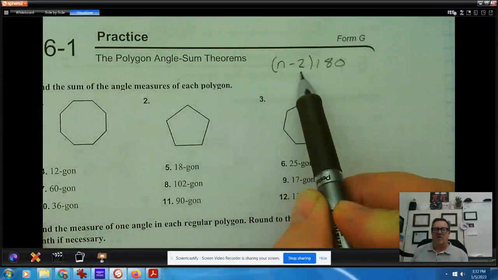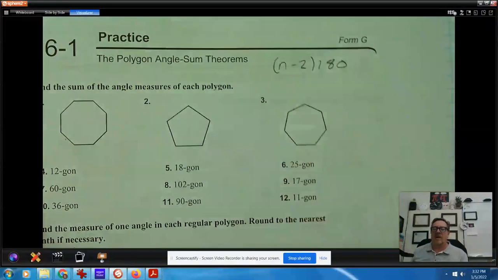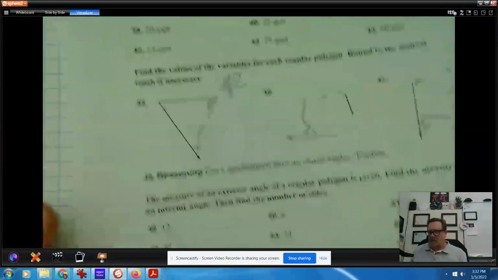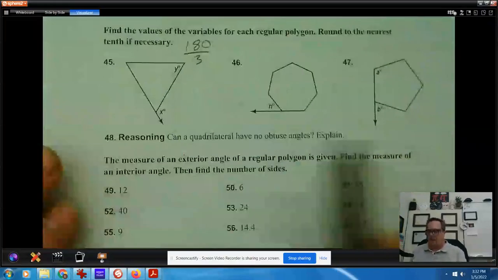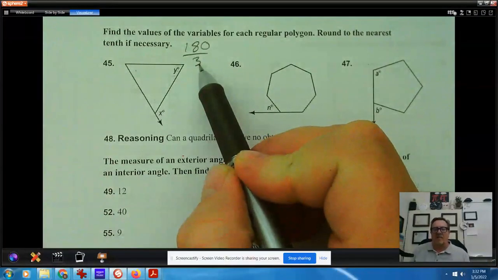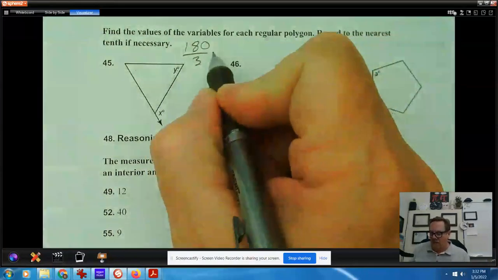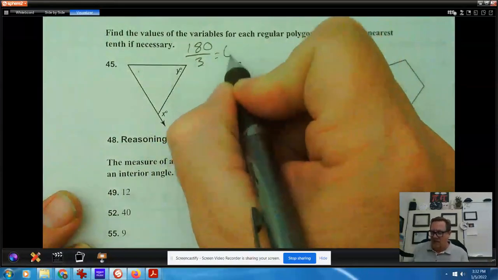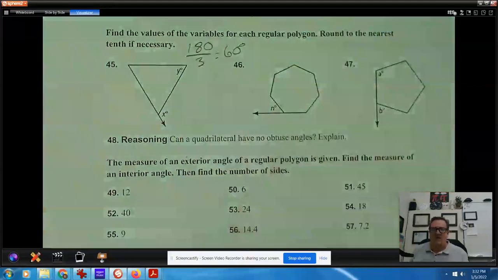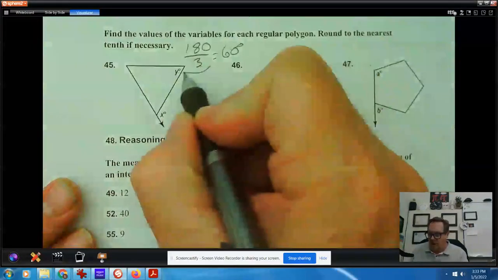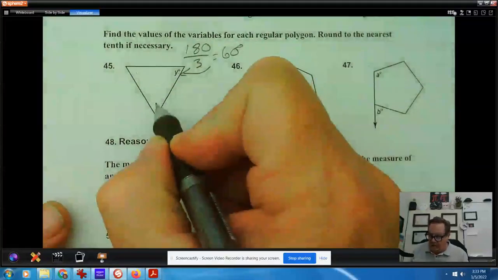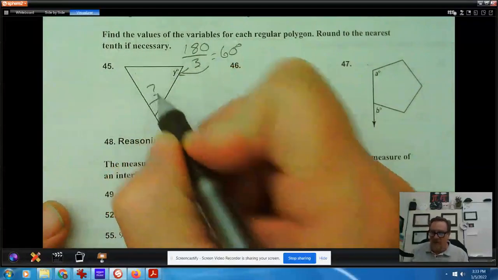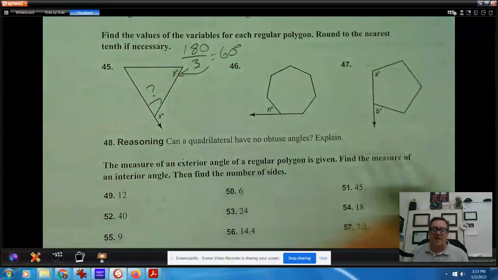3 minus 2 is 1. 1 times 180 is 180. If I add up the interior angles, they add to 180. Since there are 3 of them and they're all the same, I can just divide the total by 3 to get what each one is. 180 divided by 3 tells me that each angle is 60 degrees. So y is 60 degrees. You know what this angle measure is? 60 degrees, because they're all the same.